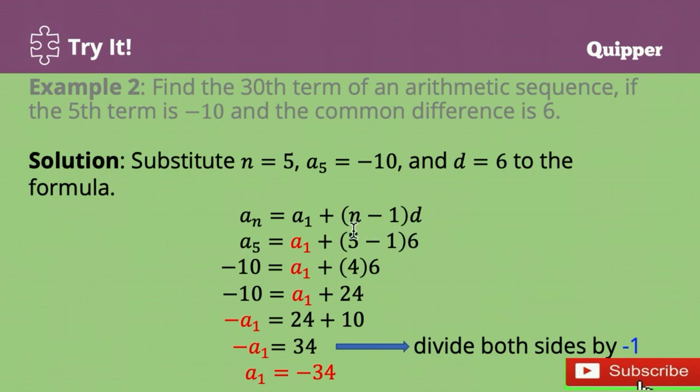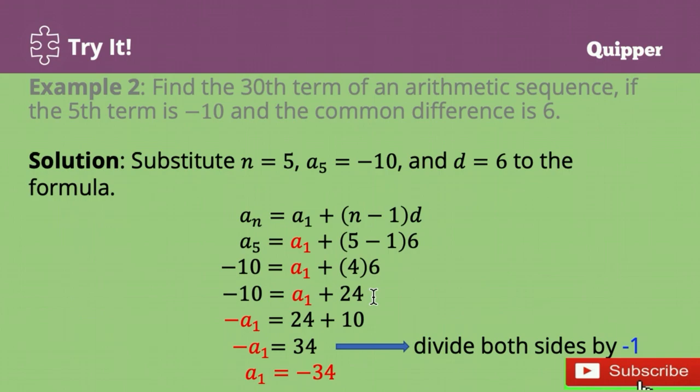Solving first what's inside the parentheses, 5 minus 1 is 4. Then 4 times 6 is 24. Here, I changed a sub 5 into negative 10 because that is the value for the fifth term. So this becomes negative 10 is equal to a sub 1 plus 24.